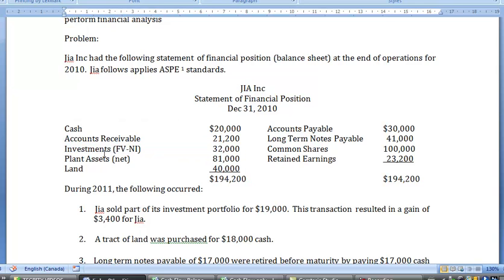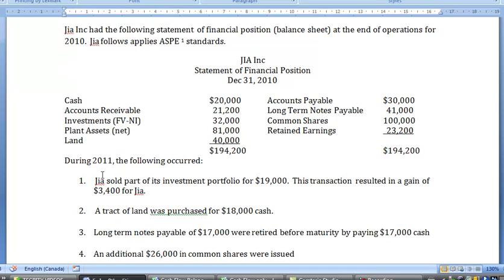Whichever is most suitable. We also have plant assets here, which are at net, meaning net of accumulated depreciation, and we also have land. These last two are non-current, and we have total assets of $194,200. We see we have accounts payable, a long-term note, and equity in terms of common shares and retained earnings, adding up to $194,200, which is the same as our assets. So we know we start from a balanced position as we go into the next year, 2011, and what happened?